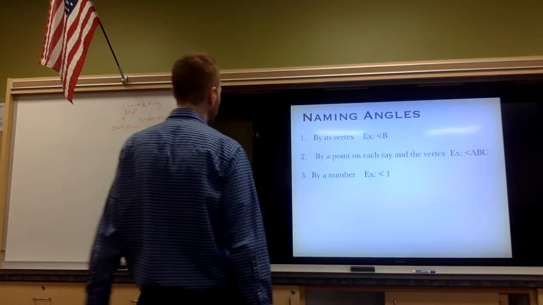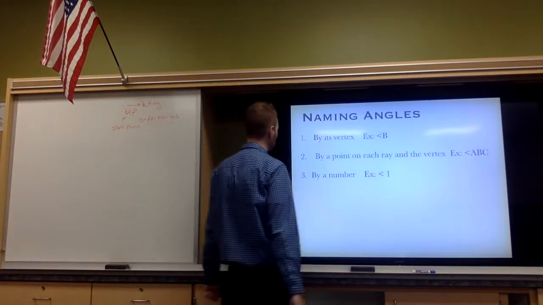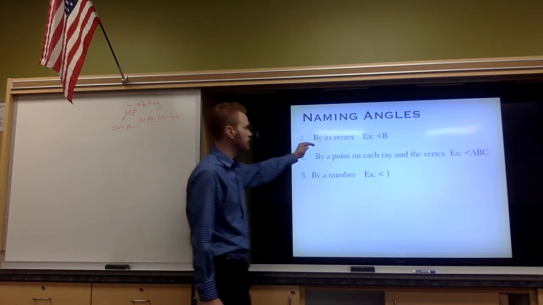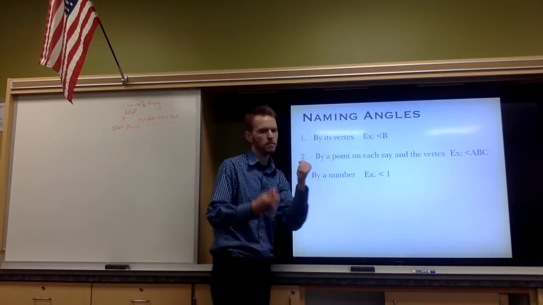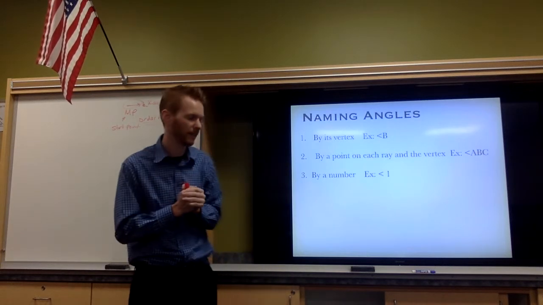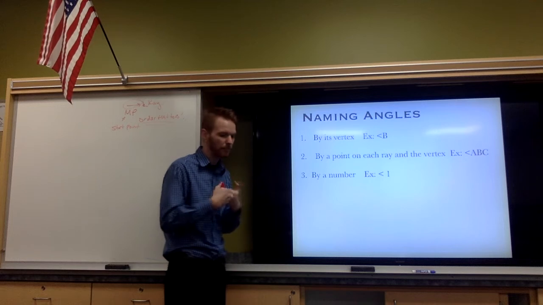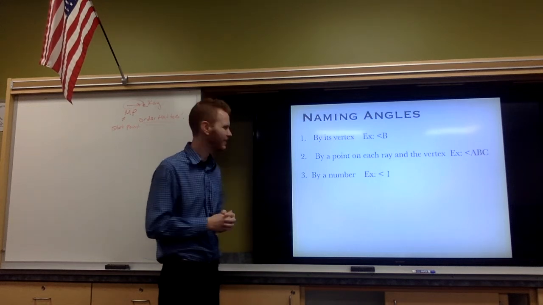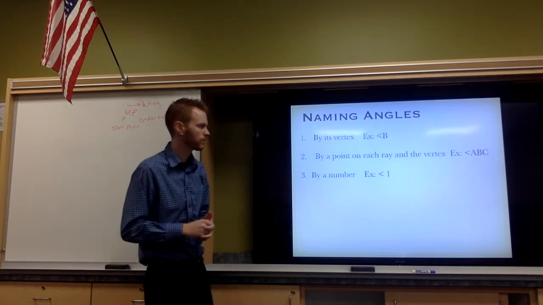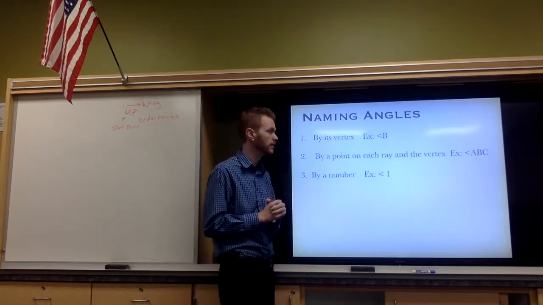So how do we name angles? There's a couple of ways of doing it. It just depends on the information. I'll tell you my preferred way after this. One, by its vertex. So if both rays meet at point B, you can call it angle B. Two, by a point on each ray and a vertex. So you could call it ABC.